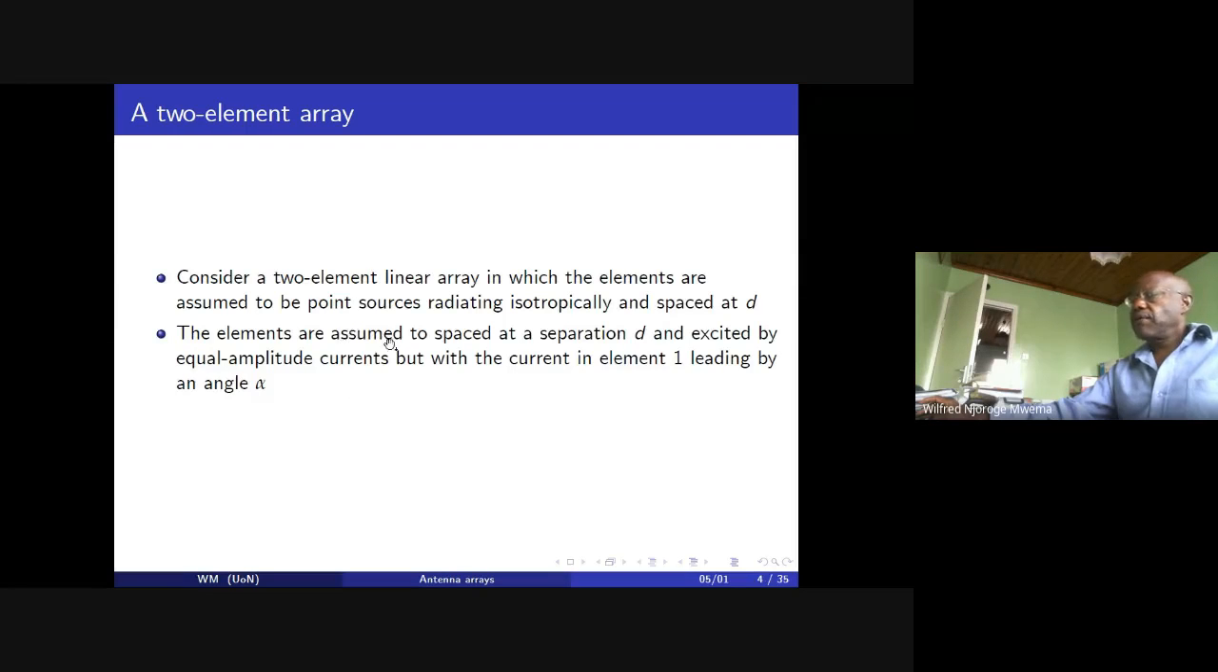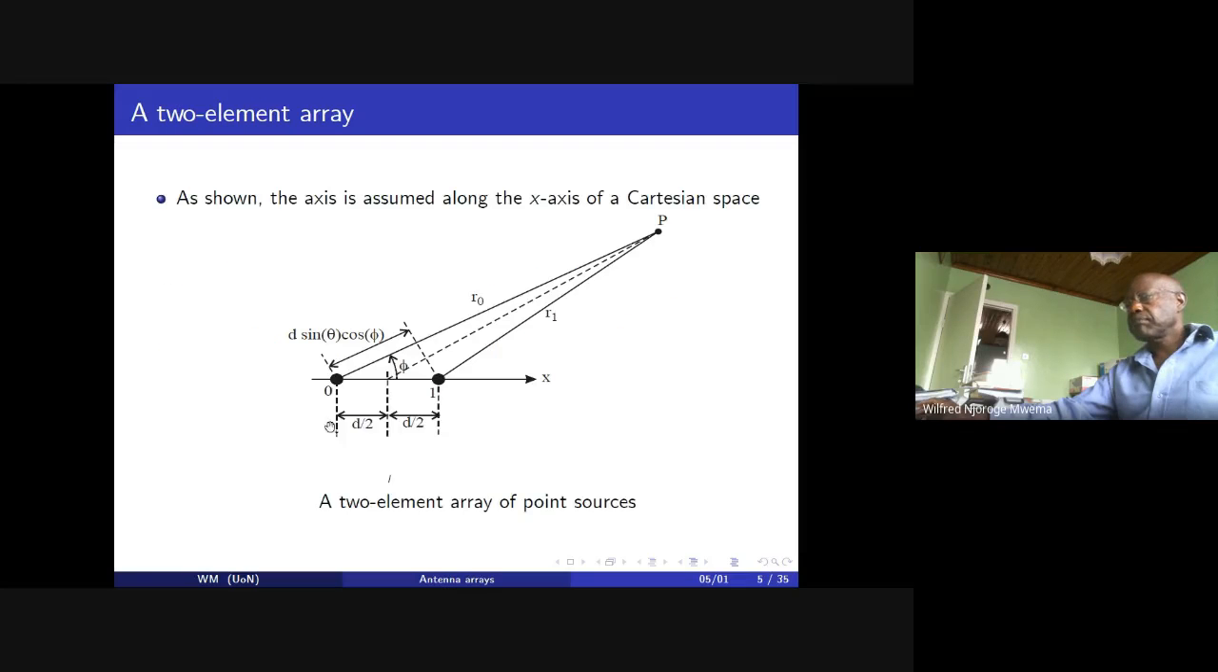So the elements will then be assumed to be spaced at a separation d and excited by equal amplitude currents, but with the current in element 1 leading the current in element 0 by an angle alpha. So we have the element 0 and the element 1. So the current here and the current here have the same amplitude, but the phase of this is ahead of the phase of that one.